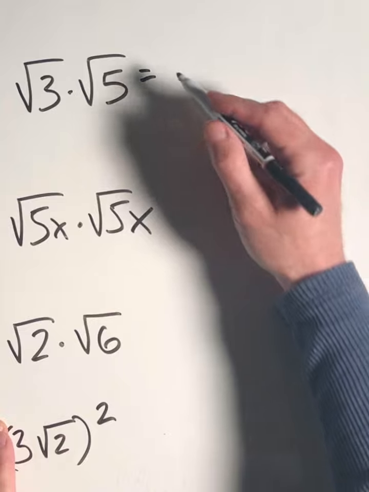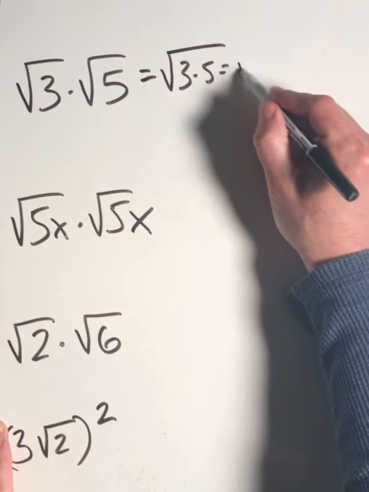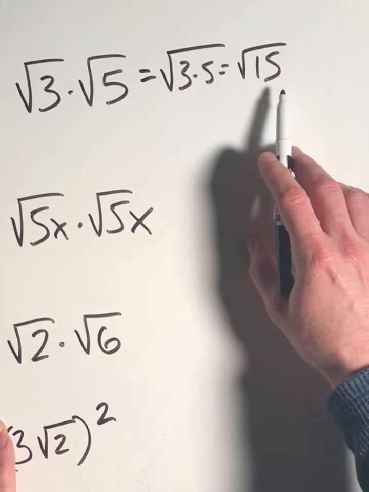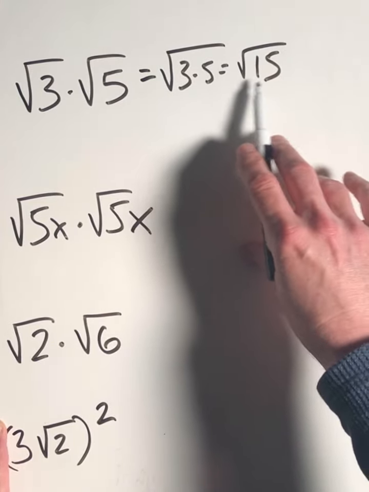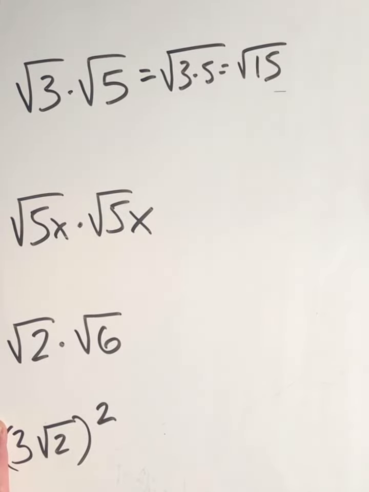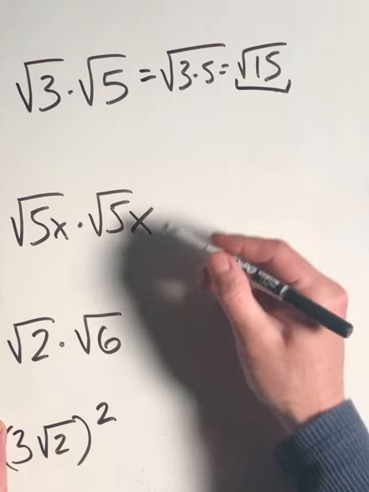Multiplying the square root of 3 times the square root of 5 is the same as the square root of 3 times 5, or the square root of 15. Once we have combined the two into one radical statement, we need to ask ourselves, can we simplify this radical? Does it have any perfect square factors? 15 does not have any perfect square factors, so it is simplified just as it is.